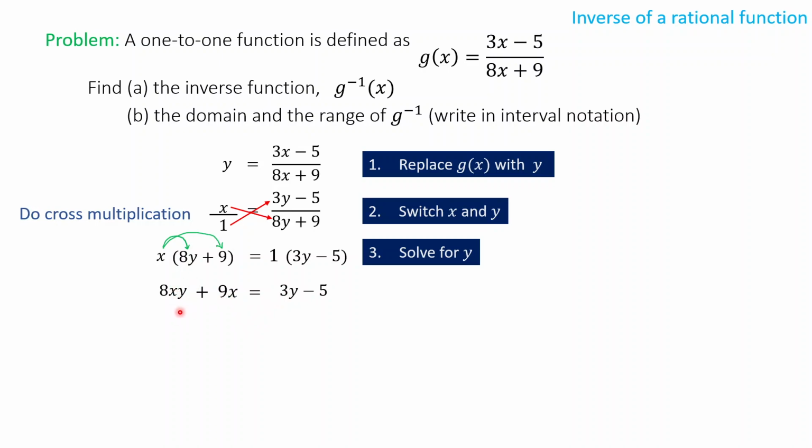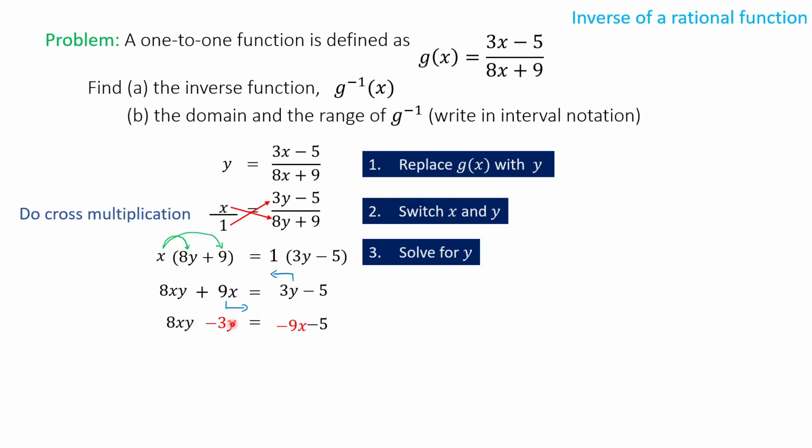Now you have y here and also y here. You need to bring this y and this y terms, these terms together. So move this to the left and this to the right. 8xy. If you move this to the left, you need to change the sign. So you get negative 3y. And move this to the right, you will get negative 9x and negative 5 here.